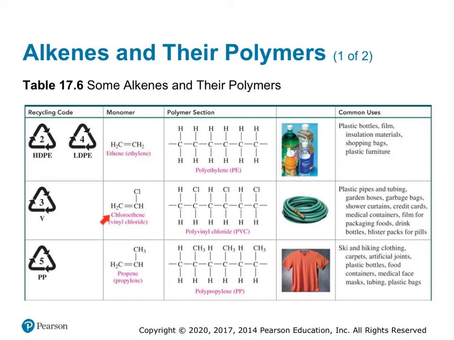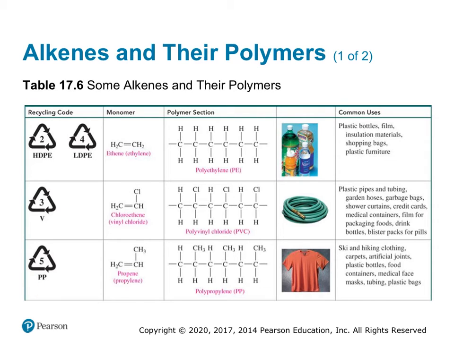Number 3 is polyvinyl chloride. So they take chloroethene. So here's a chloro group on the ethene molecule. And it's also known as vinyl chloride. So we can get polyvinyl chloride or PVC. It's used in plastic pipes, garden hoses, lots and lots of other things as well.